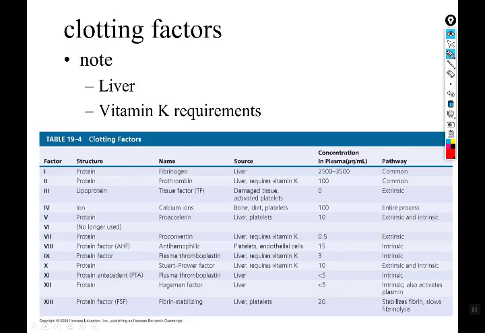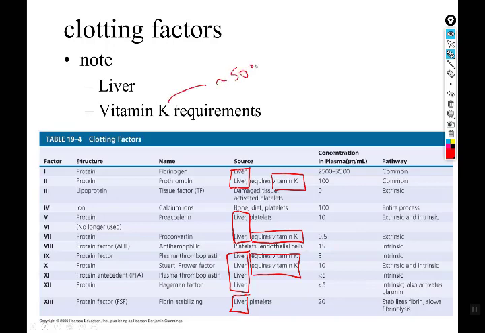So instead, I want you to pay close attention to the fact that the liver is the source of a lot of these. So be nice to your liver. And vitamin K is required for a lot of these as well. So those two requirements must be met for adequate clotting to occur. Interestingly, about half of your vitamin K is made by bacteria in your colon.